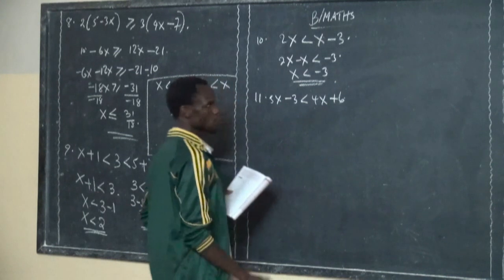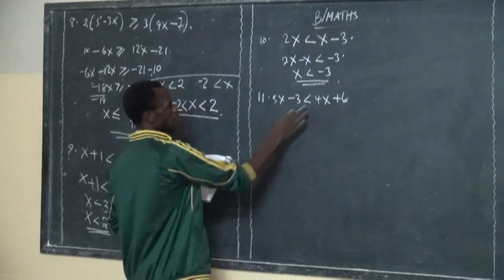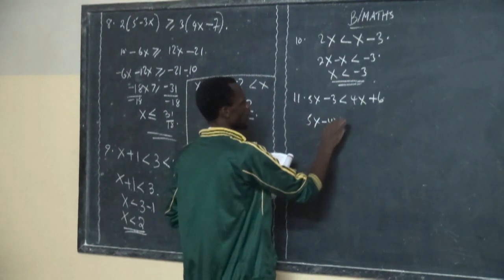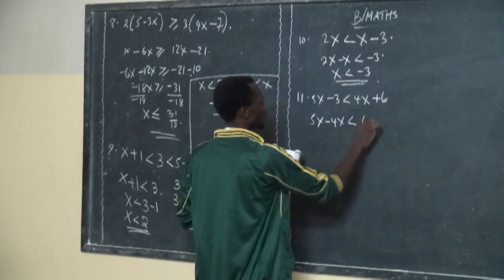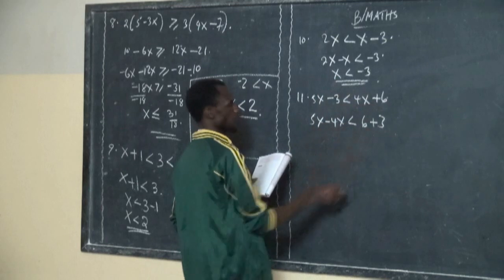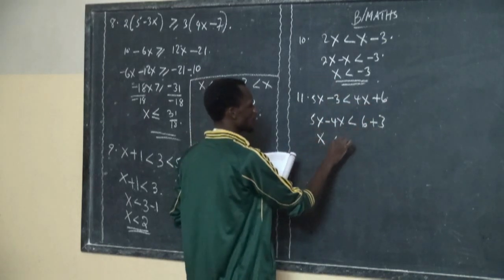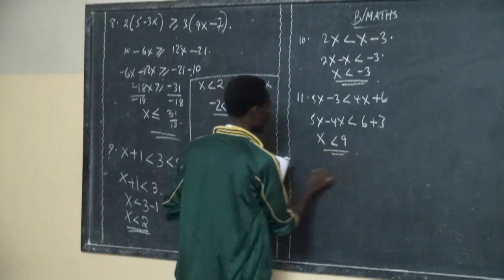Now 11, it was 5x minus 3 less than 4x plus 6. Now this was simple also. Now this is taken to the other side. Now 5x minus 4x is less than 6 plus 3, because negative becomes positive. Now we have x is less than 6 plus 3, which is equal to 9. Now this is done.